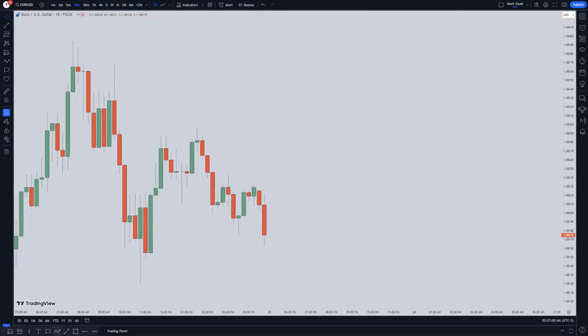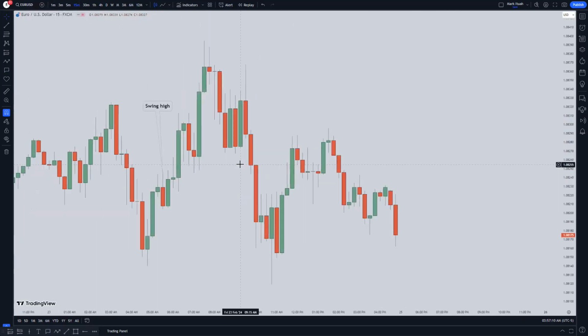Once it forms that pullback, this technically forms a swing high for me. The highest point price got to was here, so this technically forms a swing high. And then we had price resume its bullish movement, so this technically forms a swing low. So this is my swing high, while this is my swing low.